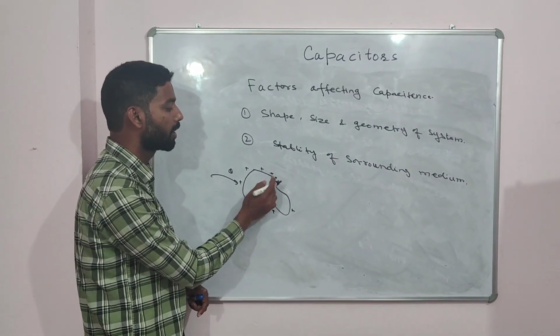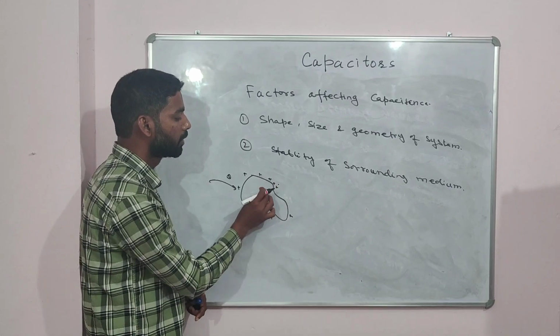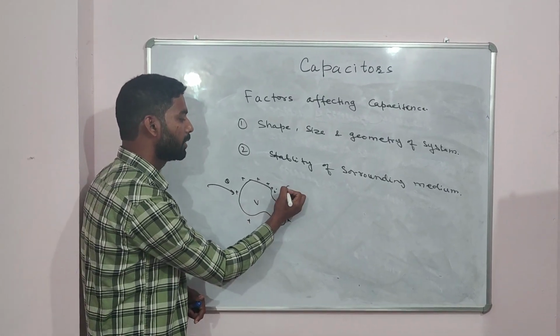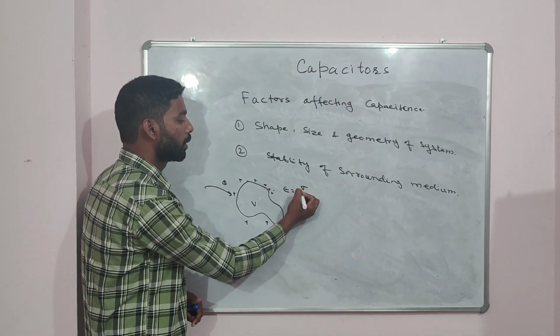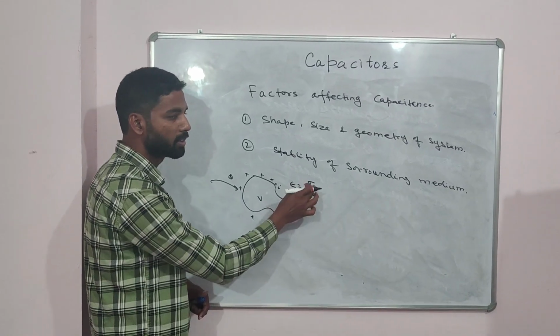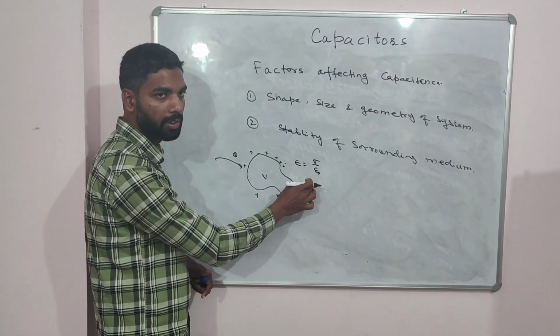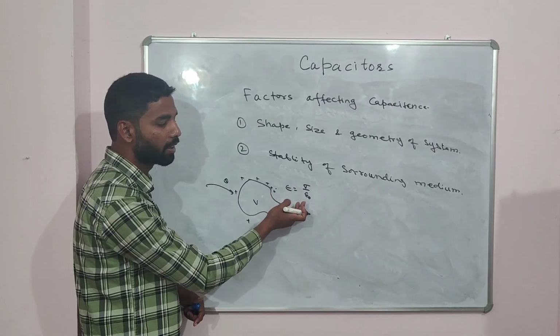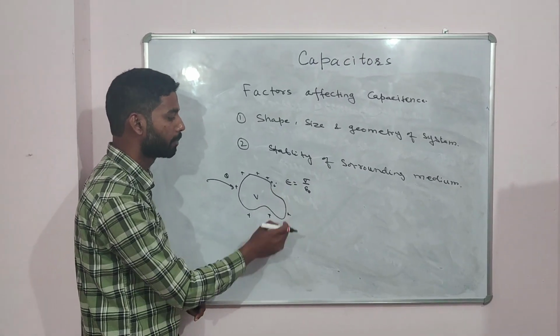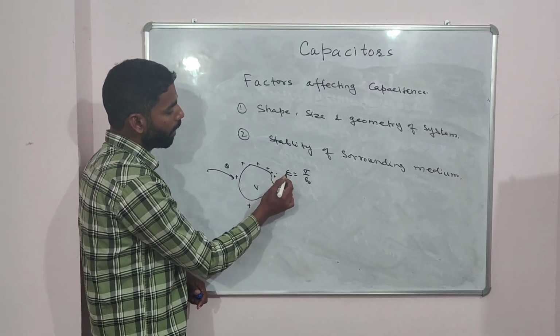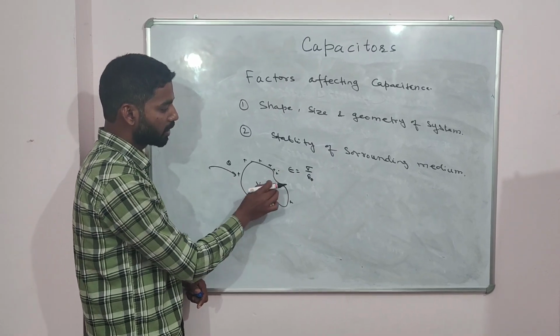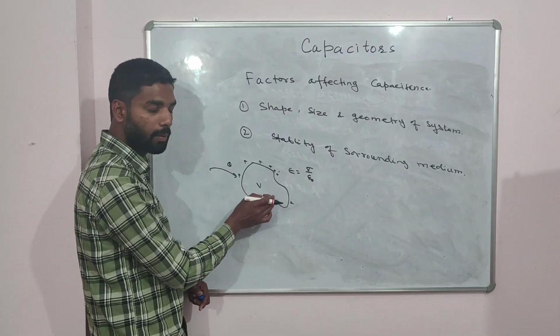And we know that the electric field near a conductor is given by E equal to sigma by epsilon naught, where sigma is the charge density and epsilon is the permittivity of the medium surrounding it. So as we keep on increasing the charge, the field around it will increase.